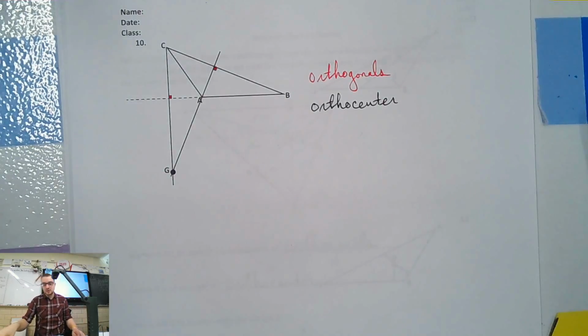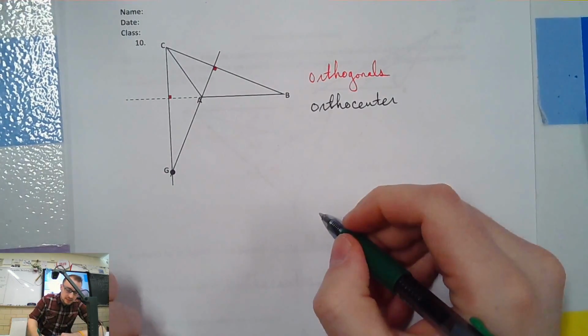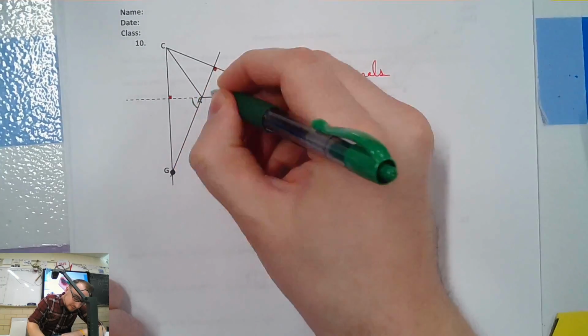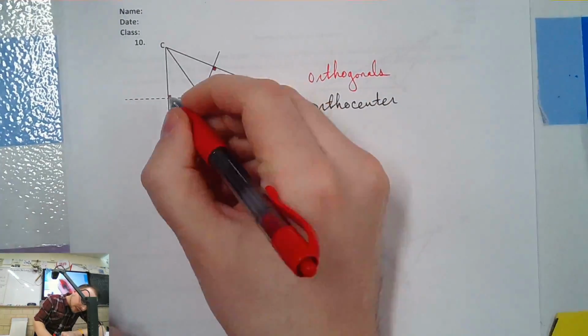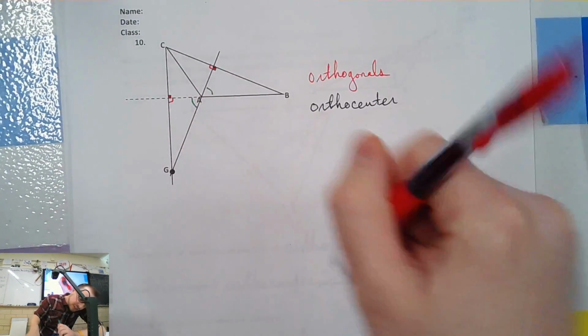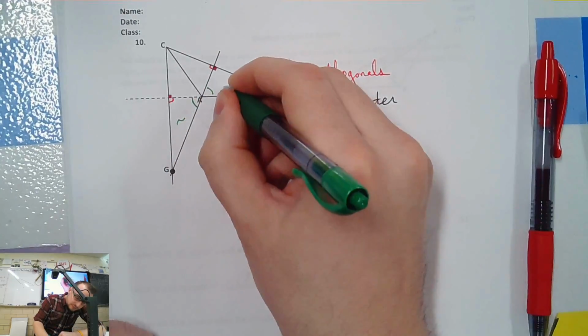All right, let's find our similar triangles. I see vertical angles here and here, right? Which means these two triangles must be similar.